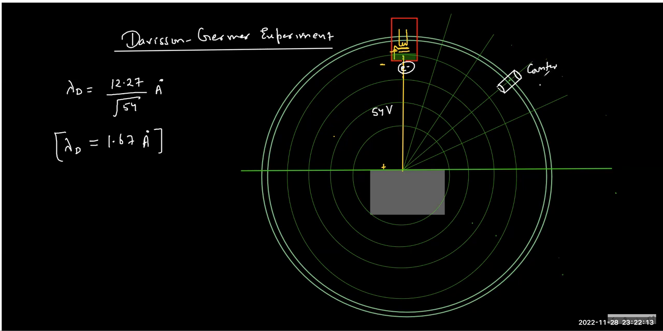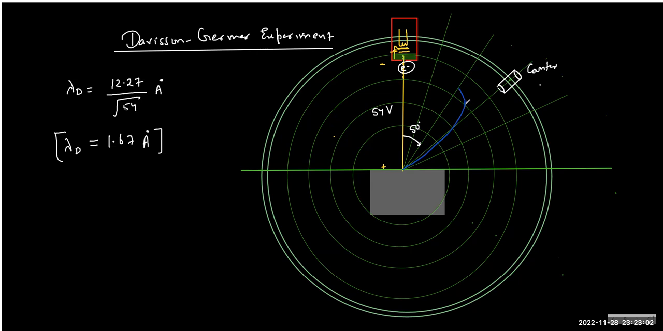So you can move the counter left and right. And as you move the counter, you can see there is a different counting value which you are getting. The counter gave the maximum value at one particular angle, and that angle was 50 degree. And if you plot the graph of the intensity of electrons versus the angle, the graph was something like this, like a leaf-like structure.